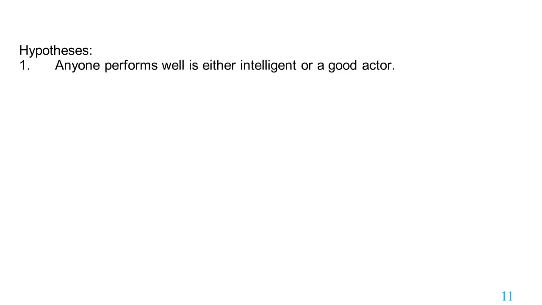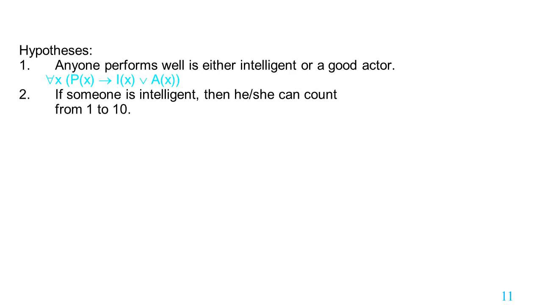Now the hypothesis. Anyone who performs well is either intelligent or a good actor. How can we write it? The hypothesis can be written as: for all x, Px implies Ix or Ax, that is, intelligent or good actor. That means person x is either intelligent or a good actor. This is the OR operator. Next, if someone is intelligent, then she can count 1 to 10. It can be written as: for all x, Ix implies Cx.